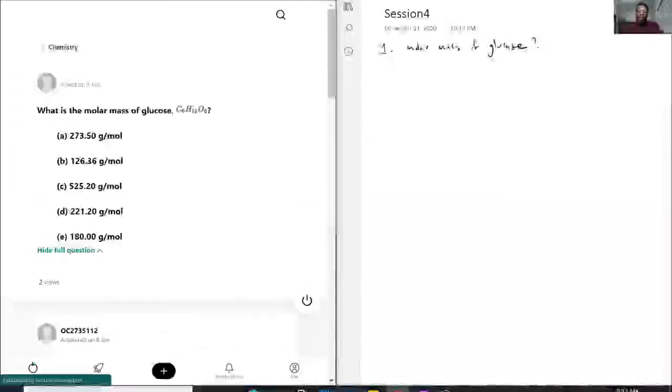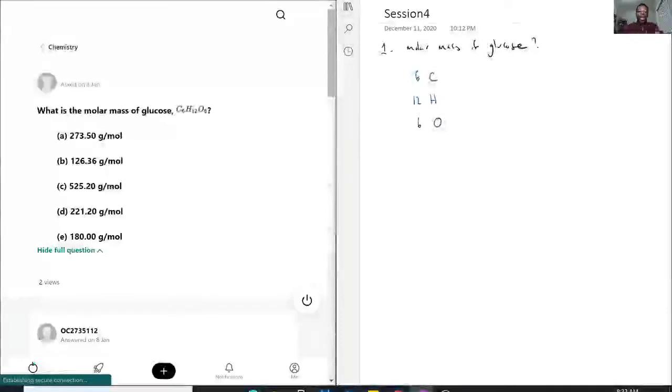So for these type of questions, the good news is that they did give you the atomic formula here. Okay, C6H12O6. It's important to find the molar mass that you add the atomic mass units of every constituent. So as you can see here, for glucose, we have 6 carbons, 12 hydrogens, and 6 oxygens.